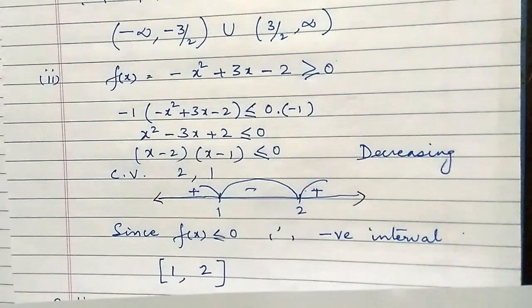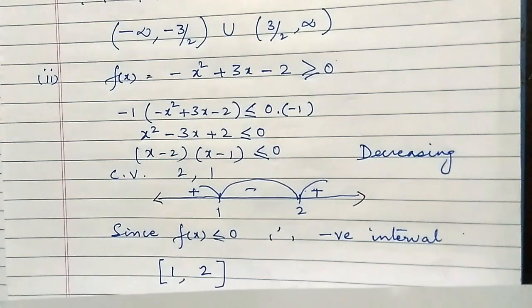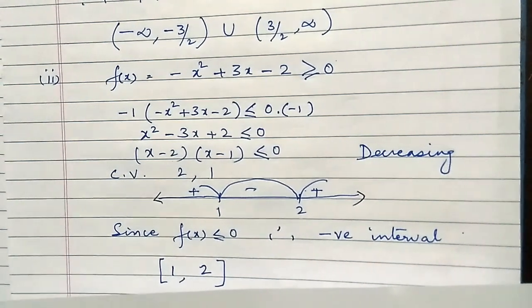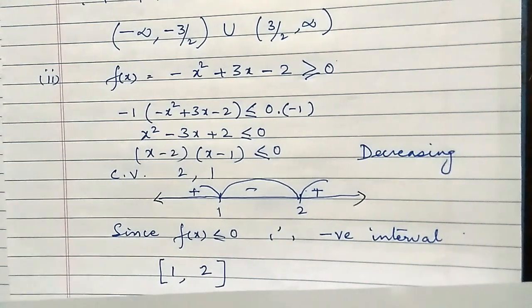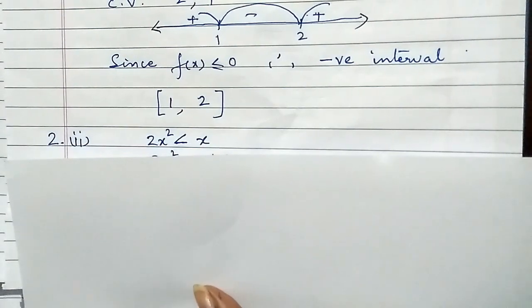And why is it a straight bracket this time? Because equal to is also there, so the values are inclusive, and therefore the straight brackets are given to you in this particular question. Let's look at the next question.